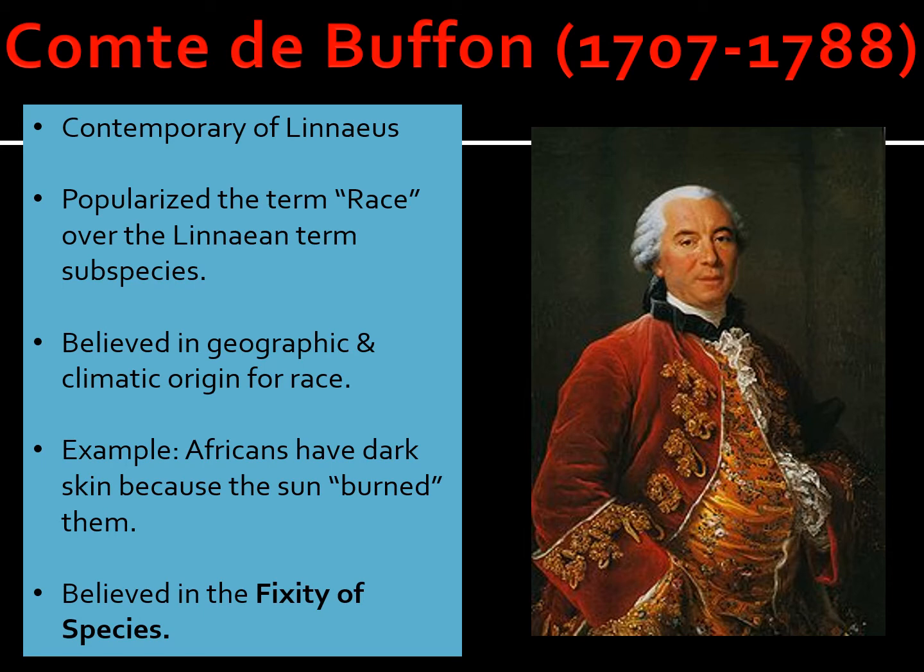But Comte de Buffon actually popularized the term race, right? And he believed that there was a geographic and climatic origin for race. For example, in his writings, he says that Africans have dark skin because the high prevalence of sunshine in Africa had burned the skin over time. He also believed in something called the fixity of species, that a species is created once and does not change. So he believed that people of different color, white people versus black people versus Asian people, were all separate races and thus separate species as well.